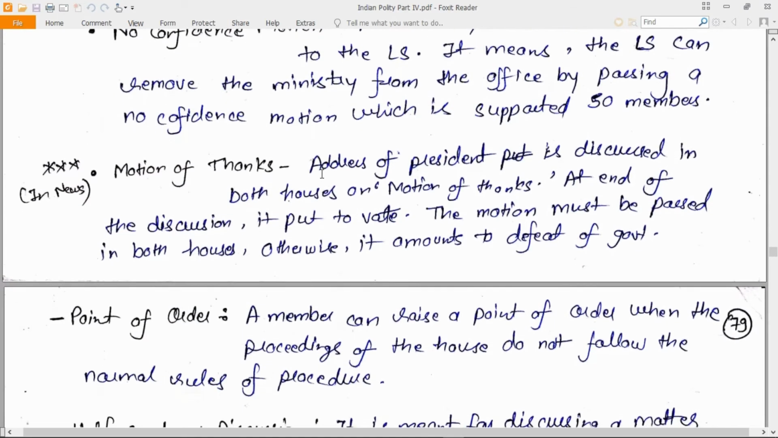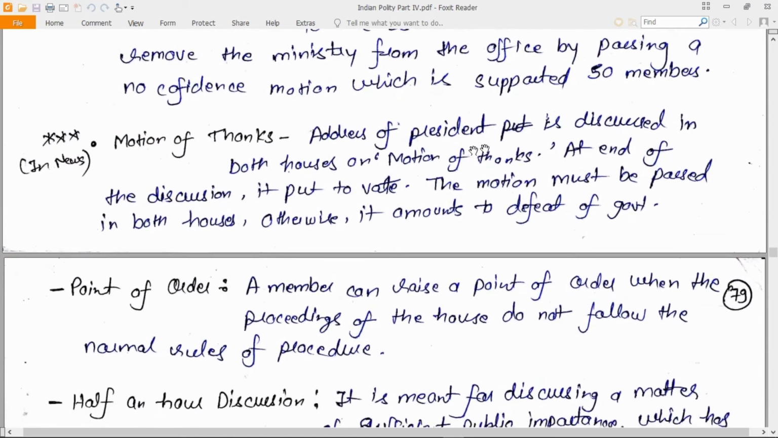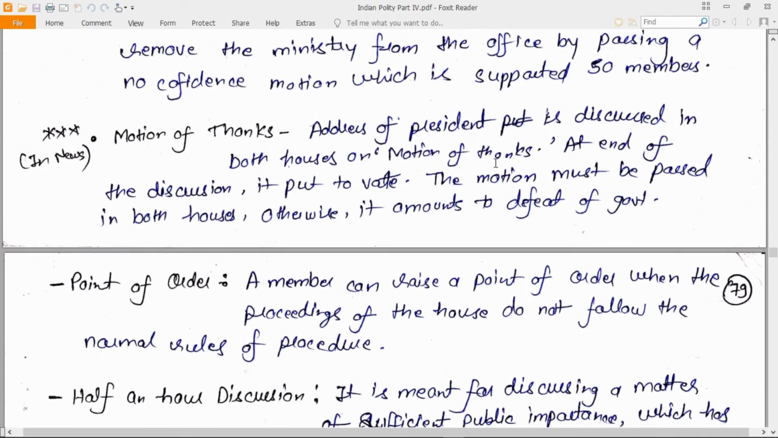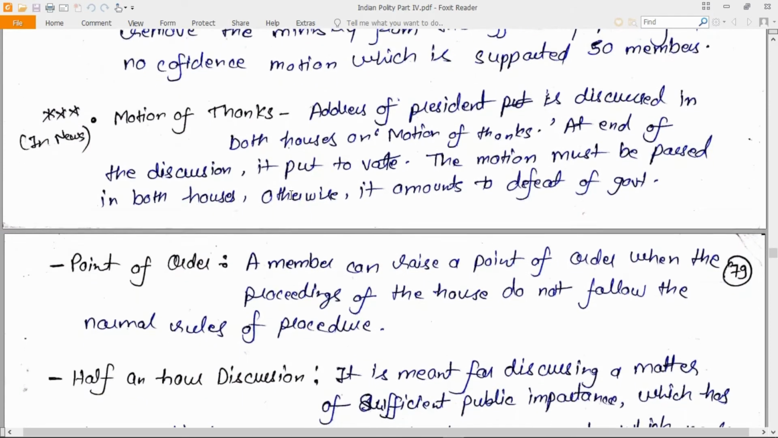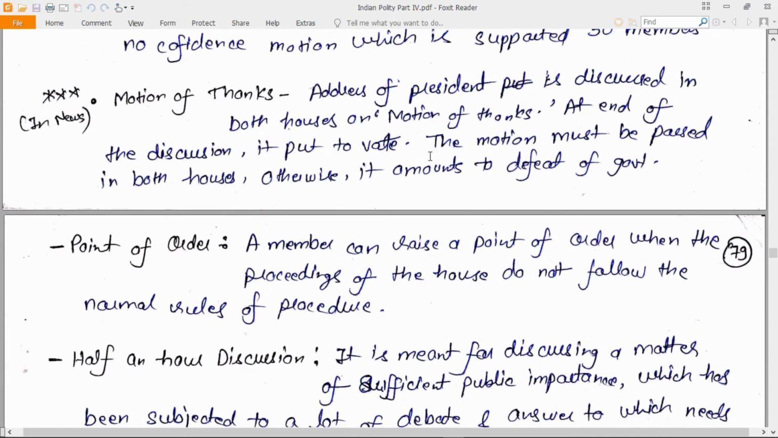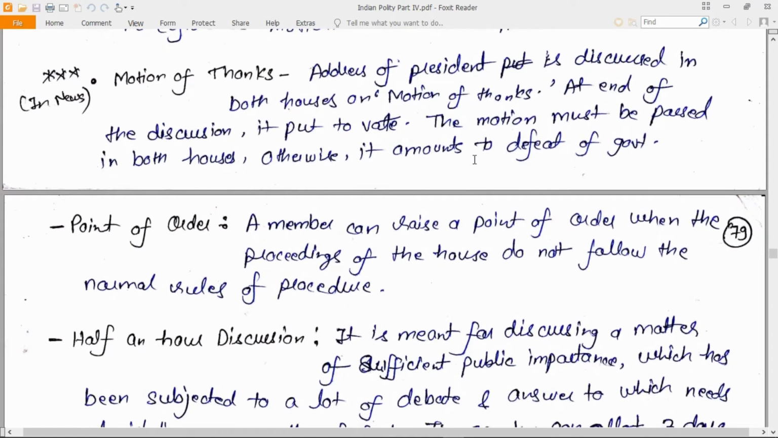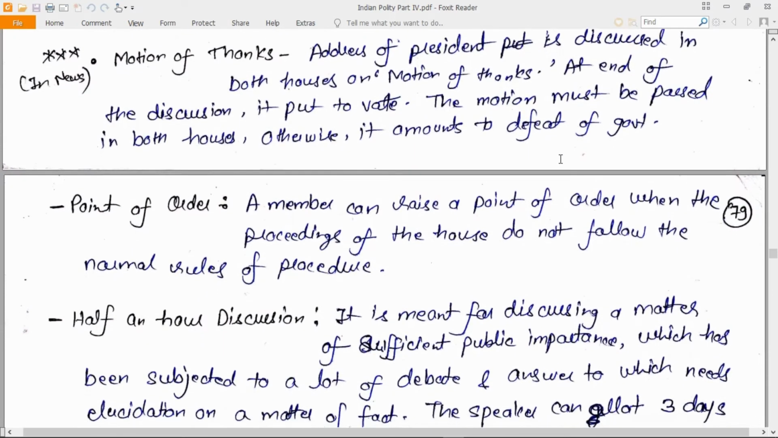Now, what do you mean by motion of thanks? The address of the president is discussed in both the houses in the motion of thanks. At the end of the discussion, it is put to vote. The motion must be passed in both the houses, otherwise it amounts to defeat of the government.